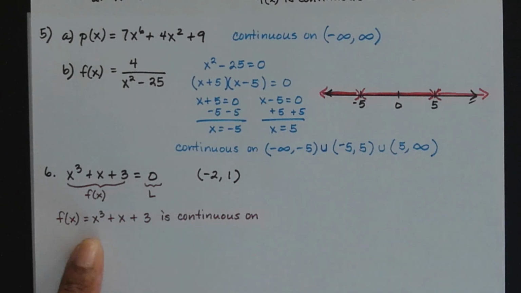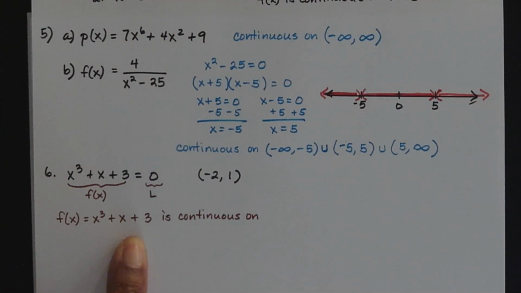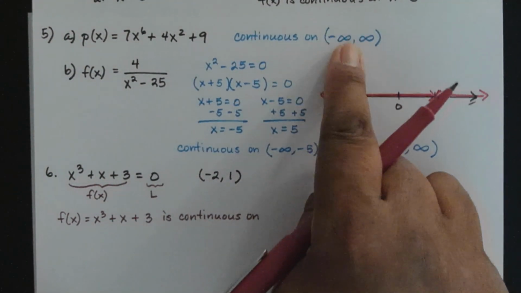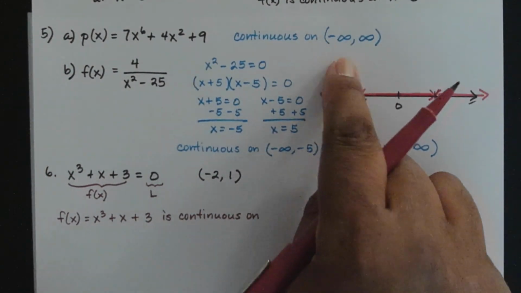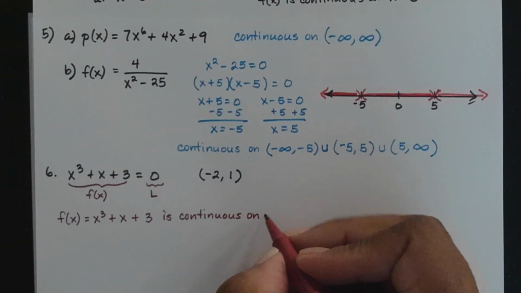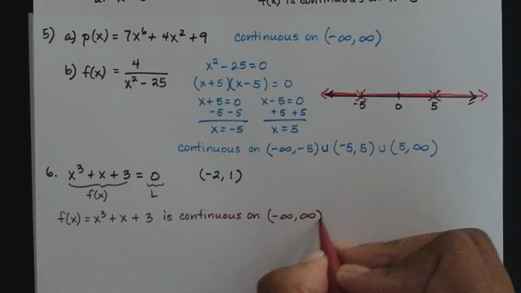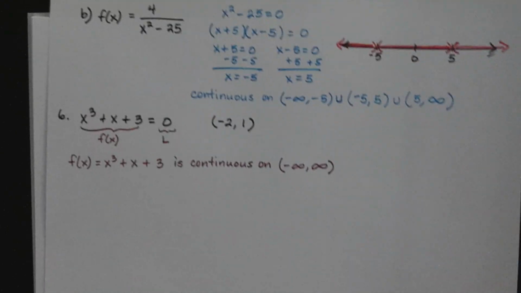Well, this one's easy because it's, again, a polynomial function. So it has to be continuous on what interval? Negative infinity to infinity. So it's continuous everywhere.